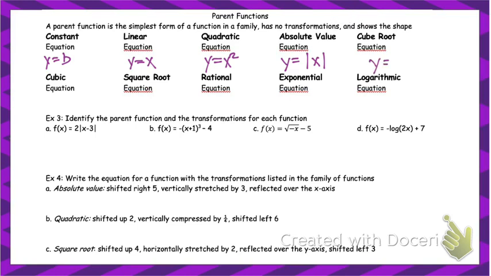Cube root has that little 3 on the root, so it means what number times itself 3 times. Cubic would be to the 3rd power. Square root looks like just square root x. Rational is when you have that x in the denominator there. We're going to use that a lot second semester.